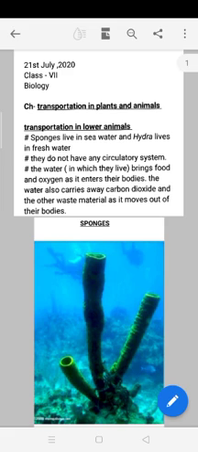Your work is to write in question form and give a short description of transportation in lower animals. So there you can write this.